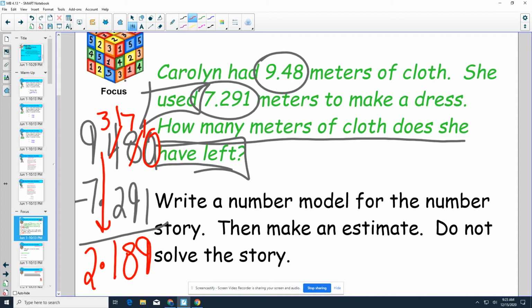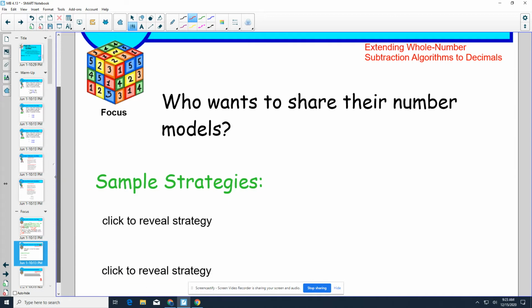The one thing I didn't do beforehand that we should have done is an estimate. So I'm going to go back and do that because it did ask us to do that, and I forgot. So I'm going to just say that's pretty close to 9 because $9.48 is closer to 9 than it is to 10. And I'm thinking that is about $7.29. So I'm going to say 7. So 9 take away 7 is 2. So my estimate's about 2, and my answer is 2.189 meters, which is pretty close. It shows me that my answer is reasonable. Doesn't guarantee I subtracted correctly, but it is reasonable.